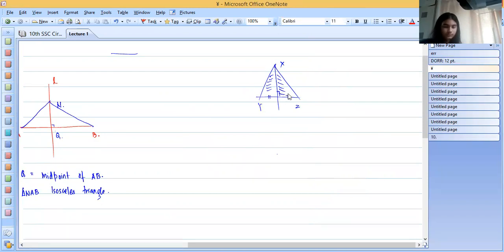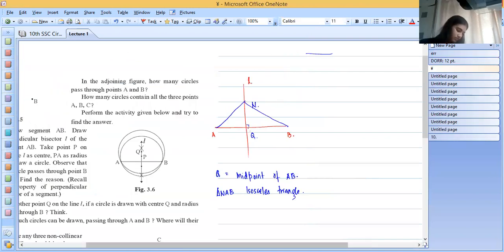Okay. Yes. So that means that if you take any point on the perpendicular bisector of segment AB, then it will be equidistant from endpoints A and B.